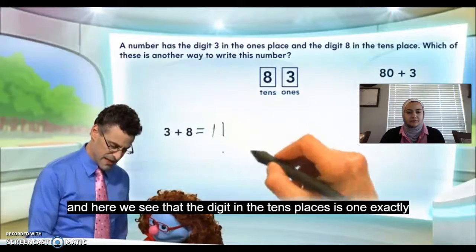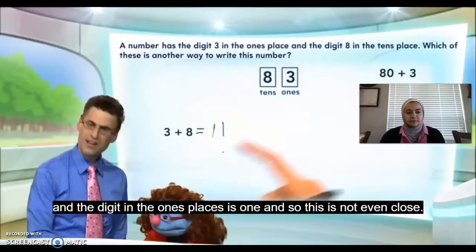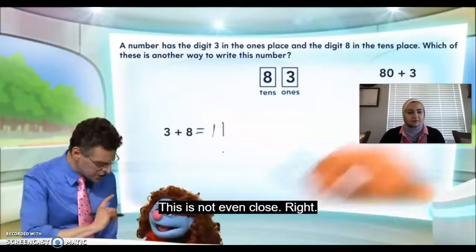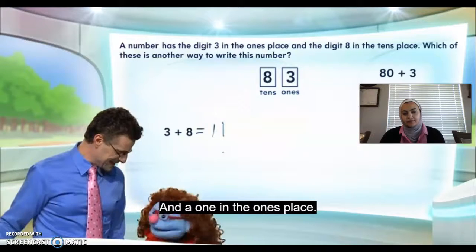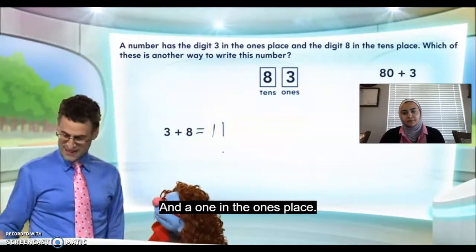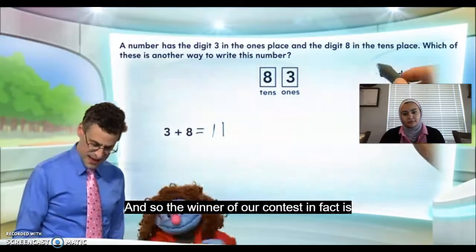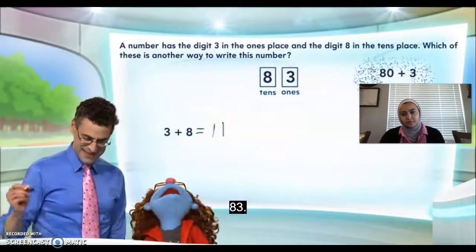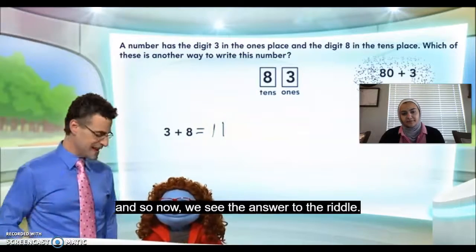And here we see that the digit in the tens place is a 1. Exactly. And the digit in the ones place is a 1. So this is not even close, because there's a 1 in the tens place and a 1 in the ones place. And so the winner of our contest, in fact, is 83. Exactly, which is 80 plus 3. And so now we see the answer to the riddle.